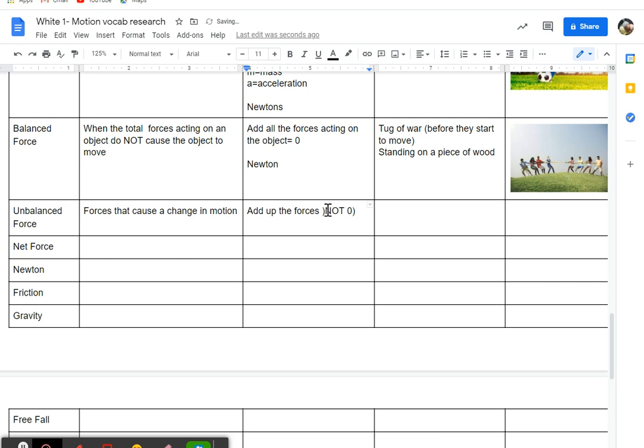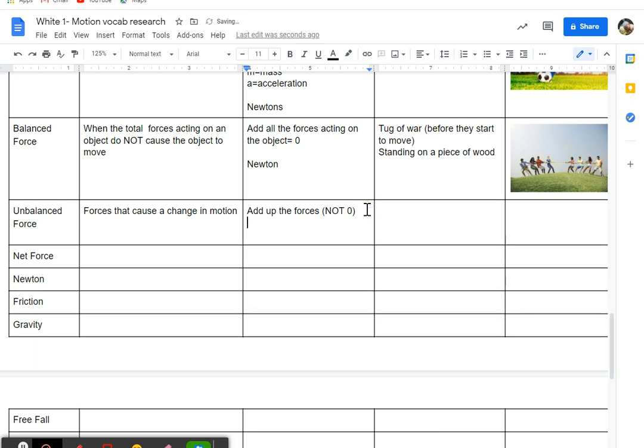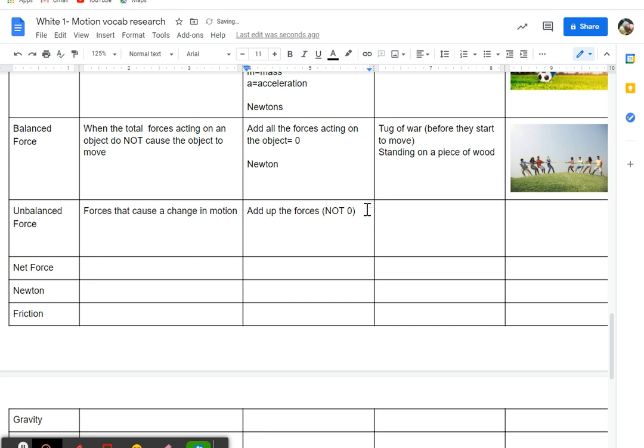So anything other than 0 would be an unbalanced force. And again, how do we measure forces? In newtons. All right, so what are some times we would add a force on something and it would cause it to move?